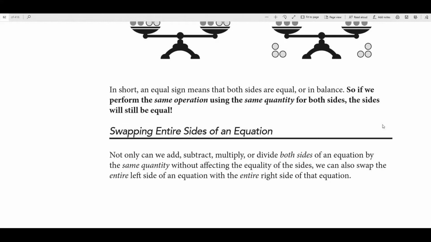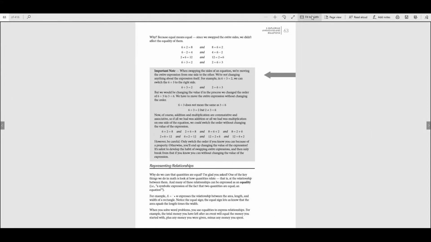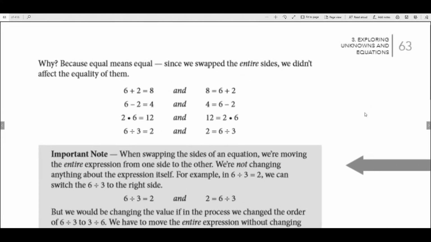Now, not only can you add, subtract, multiply, or divide both sides of an equation by the same quantity without affecting the equality of the sides, you can also swap the entire left side of the equation with the entire right side of the equation. Next page. Why? Because equal means equal. Since we swapped the entire sides, we didn't affect the equality of them.